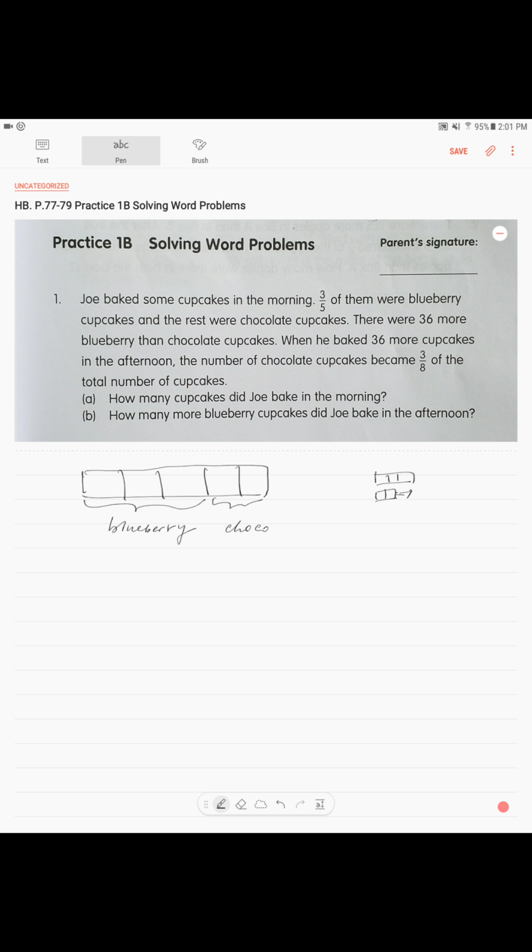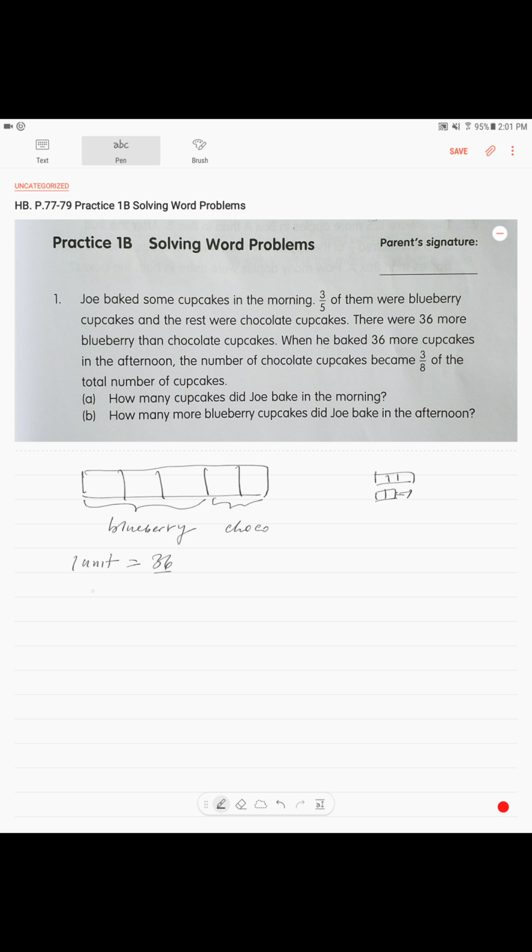there's 1 unit of difference. Well, you don't even need to draw them. You can see the difference. So 1 unit of difference is what they tell us. There were 36 more blueberry than chocolate, right? So this 1 extra unit is 36. 36 is 1 unit, right?